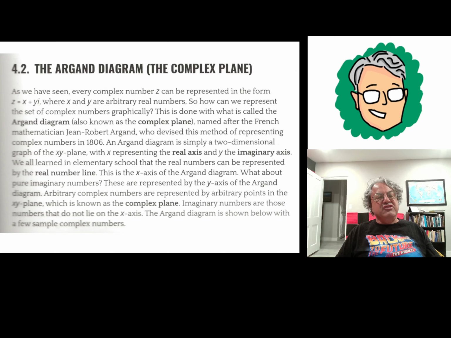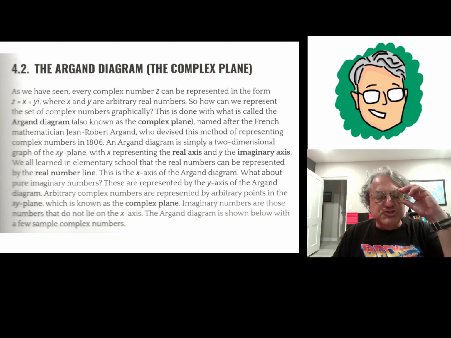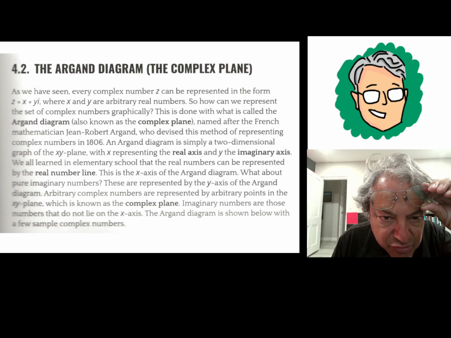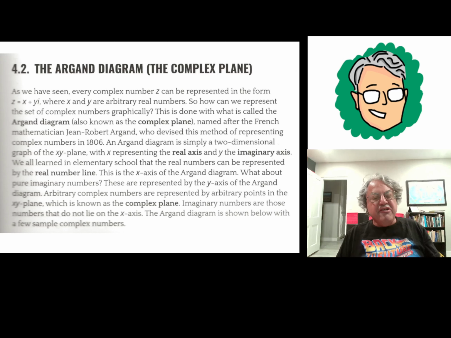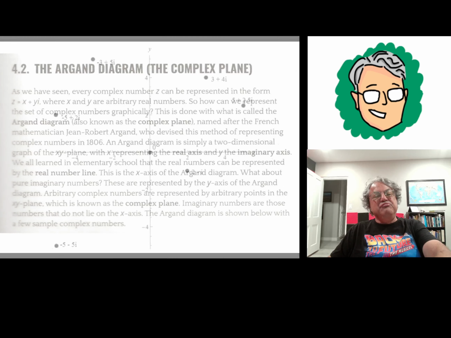the Argand diagram. There was a French mathematician named, I think it was Jean Argand. I can't remember his first name. Yeah, Jean-Robert Argand, who came up with this interpretation of complex numbers in 1806, I guess a little over 200 years ago. And they say a picture's worth 1,000 words, so I'll just cut to the chase and show you a picture.